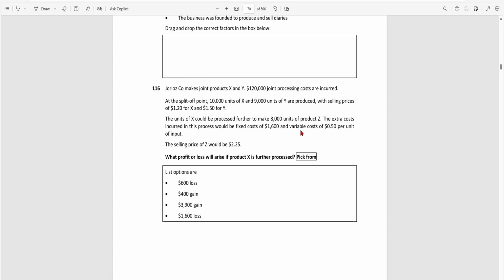So the units of X could be processed further to make 8,000 units of the product Z. Extra cost incurred in this process would be the fixed cost of 1600 and the variable cost of 0.50 per unit of input. The selling price of Z would be 2.25. So what profit or loss will arise if product X is further processed? So now if we don't proceed with product X, in that case we will sell the product X at the selling price of 1.20, and how much will we earn? Let's calculate this first.